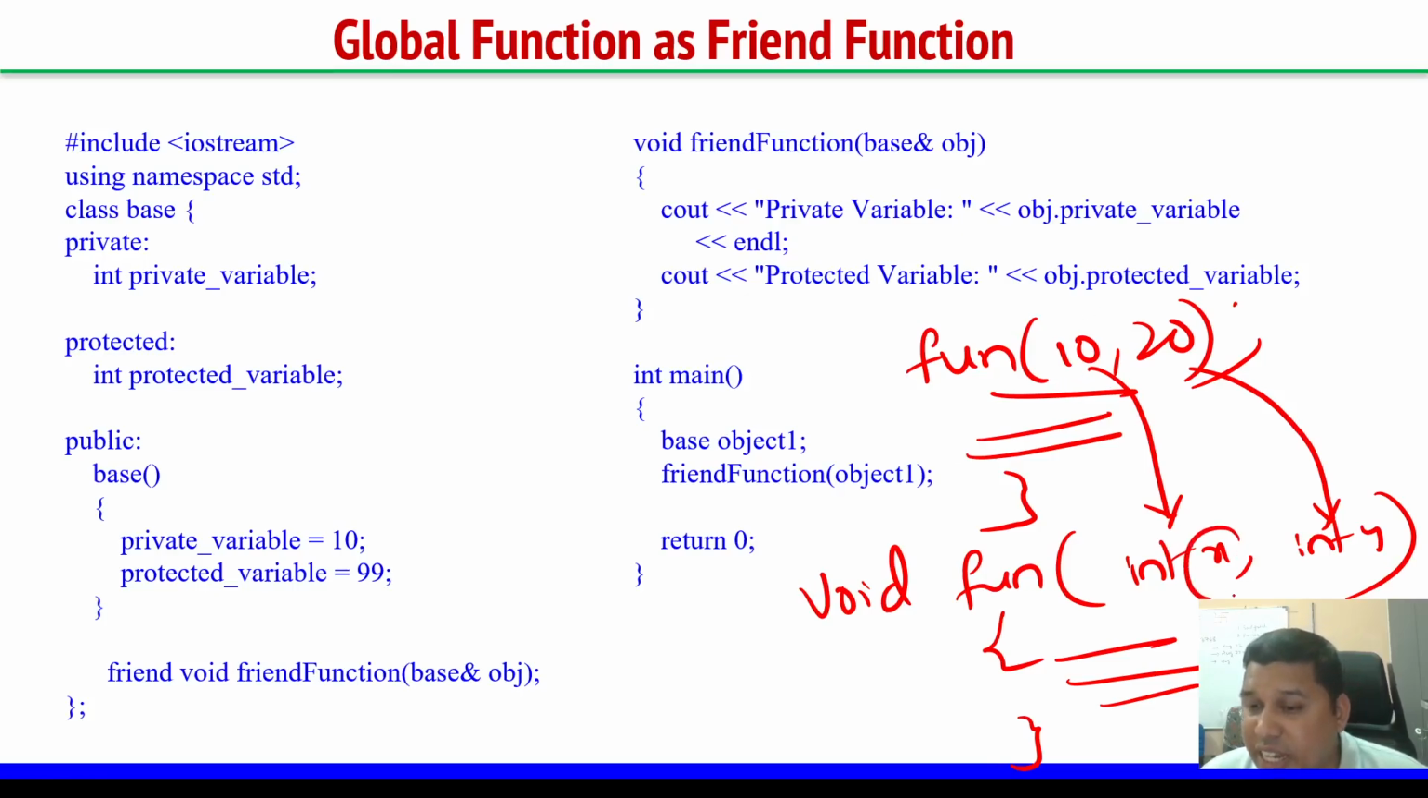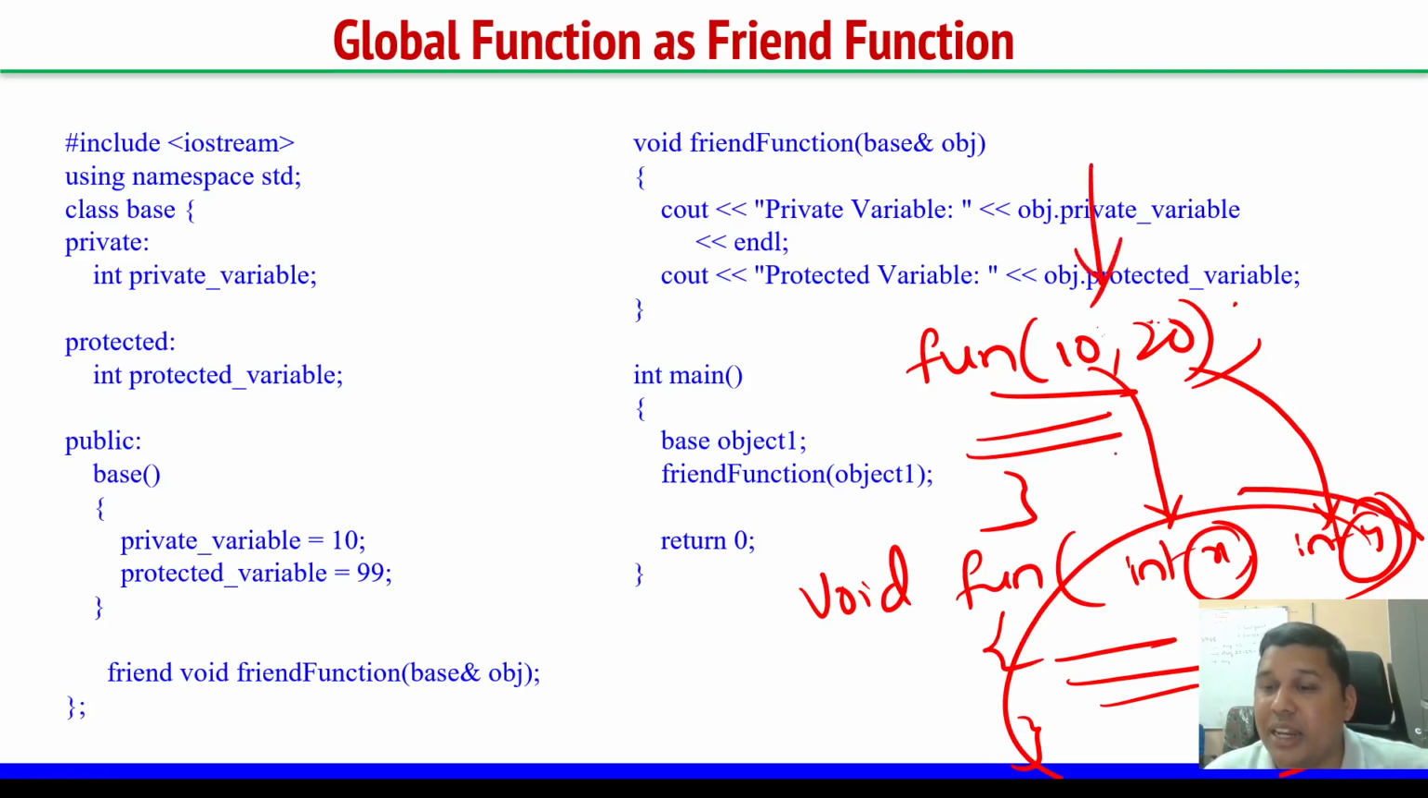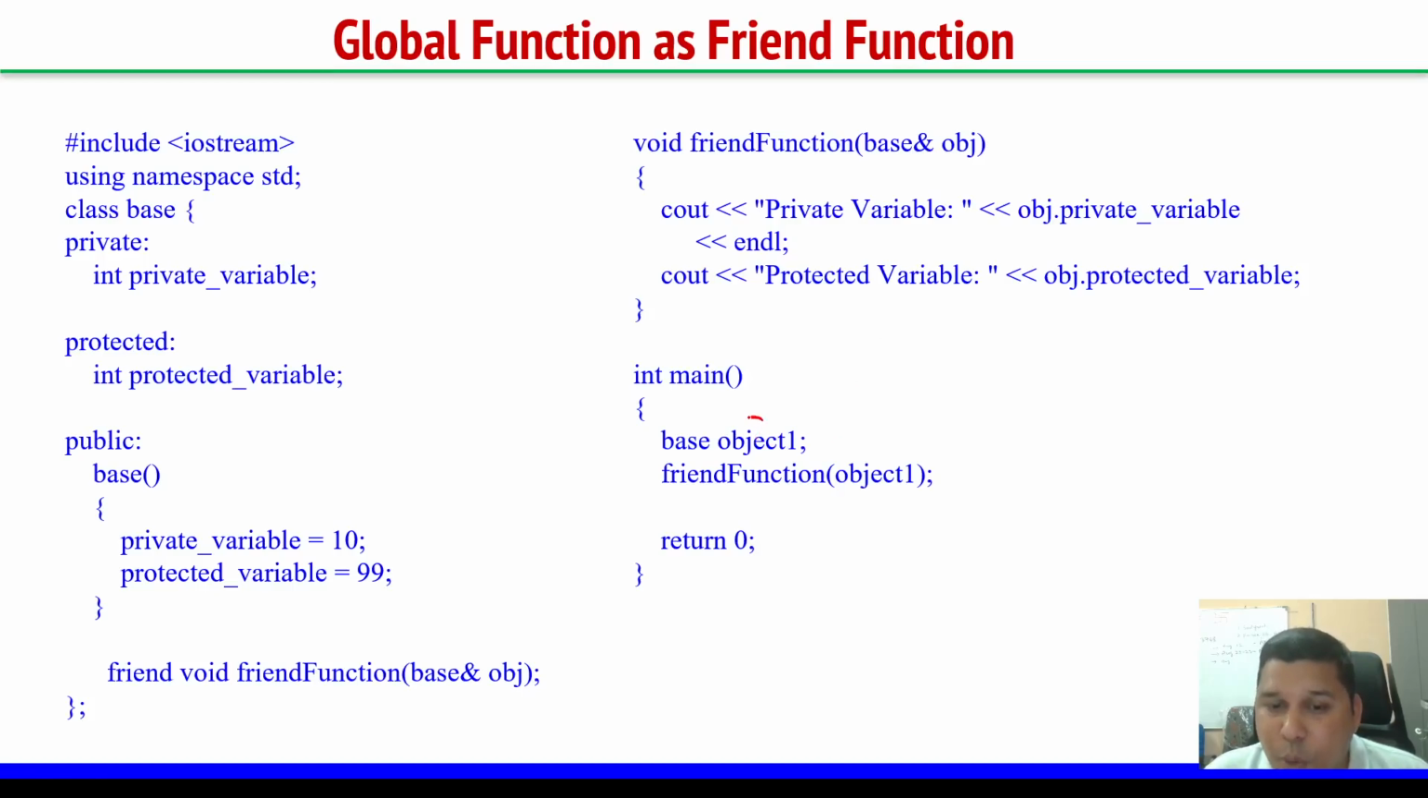If I change anything in x, if I change anything in y, it will not be reflected here because it's called by value. But if I want to create a reference, so that any change I make here should be reflected here, then I have to use the ampersand symbol. It indicates that whatever properties or privilege this object 1 has, that is there for this object obj. That is the first point.